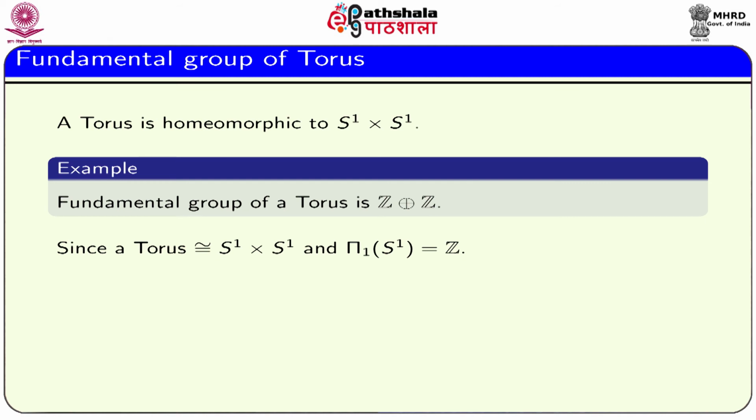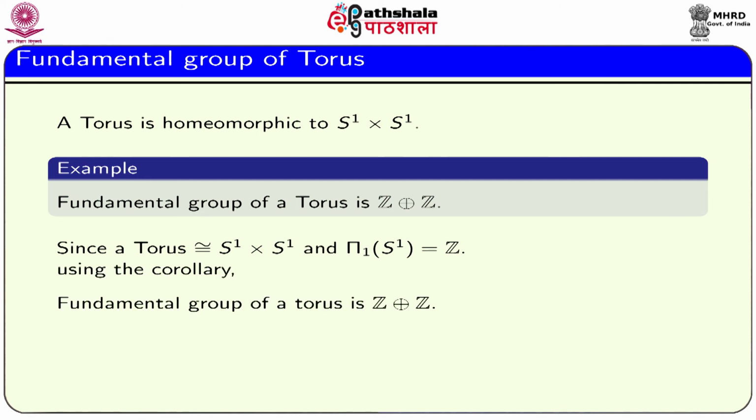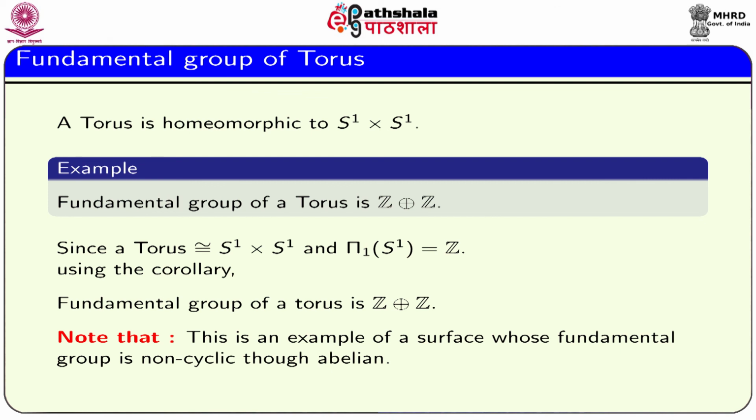Now, since a torus is homeomorphic to S1 cross S1 and the fundamental group of S1 is known to be equal to Z, the cyclic group of integers, using the result, we get that the fundamental group of the torus is Z direct sum Z. Just to mention, this is an example of a surface whose fundamental group is non-cyclic but abelian, and since it is abelian, we are using the notation of direct sum instead of direct product.